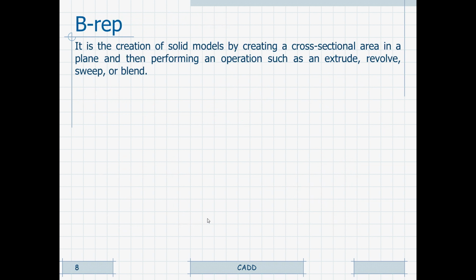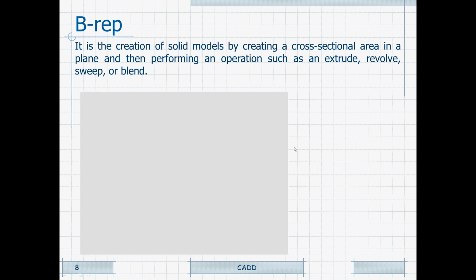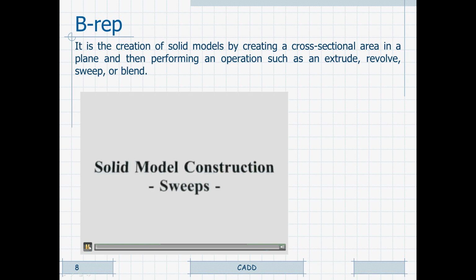Now, going to the other way of creating solid models, we have boundary representation. Basically, some of the tools that are available are extrude, revolve, sweep, or blend. We create a 2D sketch or a cross-sectional area, and then we perform the operation. Let's see some examples of the boundary representation tools.